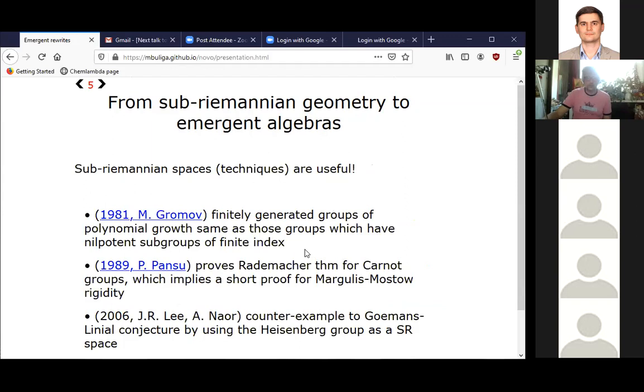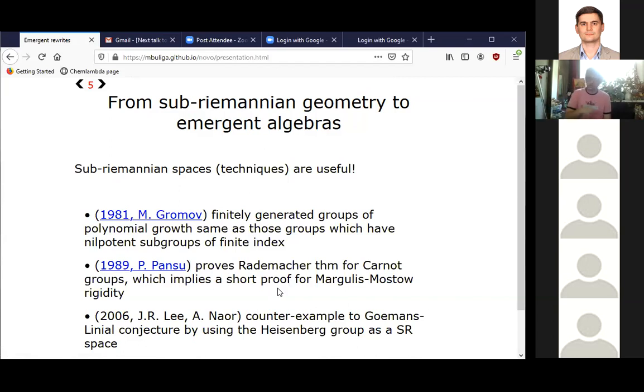For example, exactly the same structure of Carnot group you can find in another theorem by Gromov, where he proves that finitely generated groups of polynomial growth, seen from very far away, in the sense of Gromov-Hausdorff distance, are basically Carnot groups. And this is another important result, which you can click on the slides and go to the article.